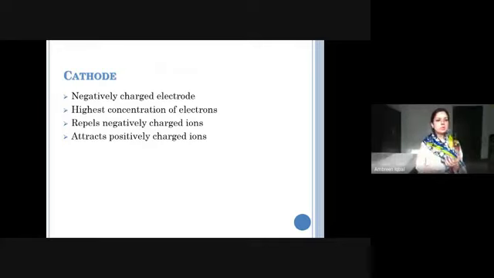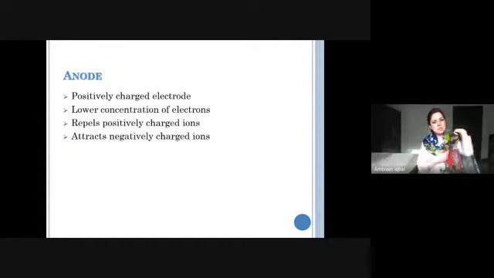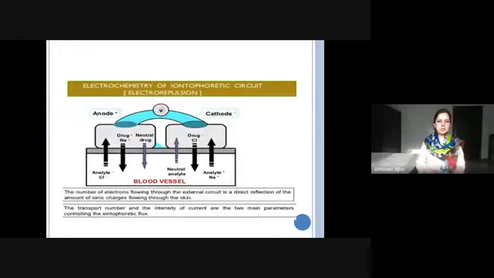While the anode is a positively charged electrode, a low concentration of electrons is present, so it repels positively charged ions. It attracts negatively charged ions. So they attract opposite charges and they repel the same charges. This is a picture just to give you a brief idea of the process. This is the anode, this is the cathode. You can see they have placed some sodium ions under the anode and the chloride is present here. As we know, same charges repel each other.